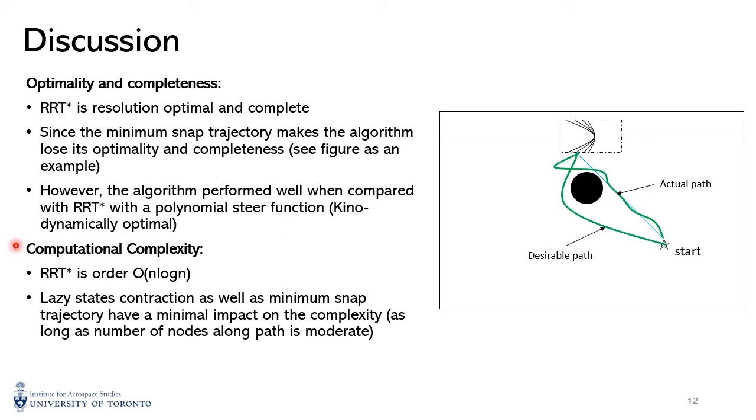The other item is computational complexity. RRT star itself is order n log n. And on top of that, we have the lazy state contraction and minimum snap trajectory generation. However, these two steps can be assumed to have a minimal impact on the complexity as long as the number of nodes along the path generated from RRT star is moderate. So overall, we can say that the algorithm has an order of n log n.